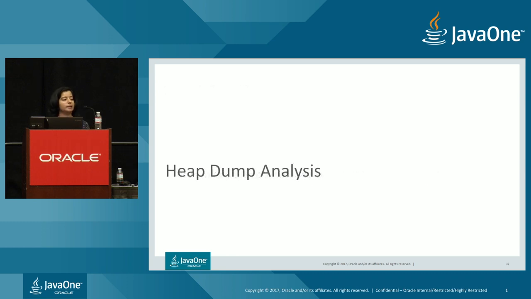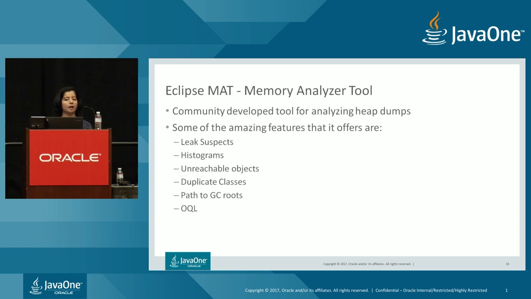So once we have heap dumps collected, how do we analyze them? There are plenty of tools available for heap dump analysis. Until JDK 8, we had JHAT and Java VisualVM, which have been removed from JDK 9, but the open source project of Java VisualVM is still available. If you wish to analyze heap dumps from your JDK 9 applications, you could still use Java VisualVM. And there is an excellent tool, Eclipse MAT, which is a community-developed open source tool with amazing features that let you explore and dig deep into your heap dumps and see what might be consuming memory in your heaps.